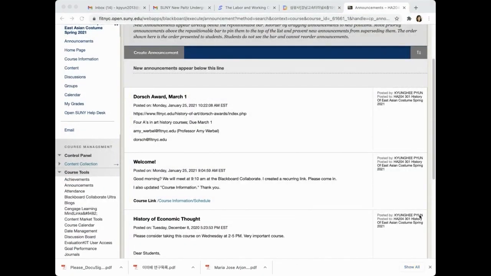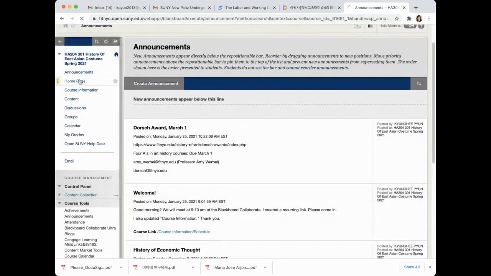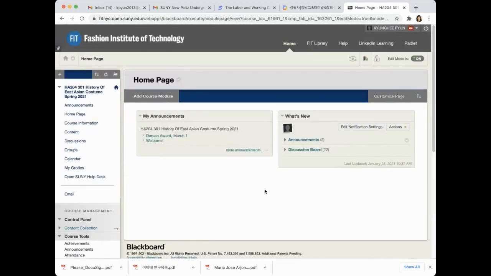That is very important. I hope you check your email every morning, at least for 10 minutes. And I am usually an early riser. I get up early and do a lot of work in the morning hours. So you may get some announcements from me usually early in the morning. So it's important that you check announcements, or these are also in your email. So announcements are important.